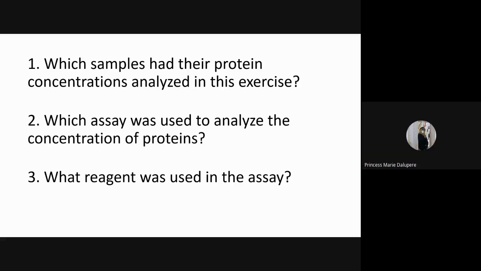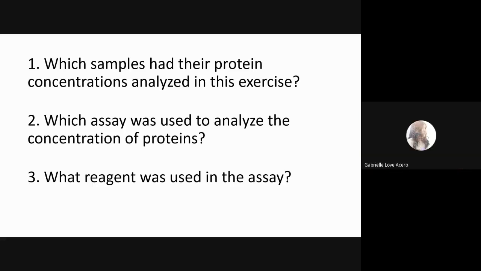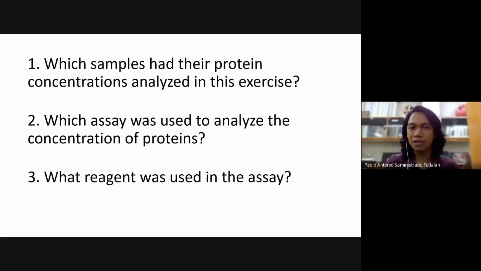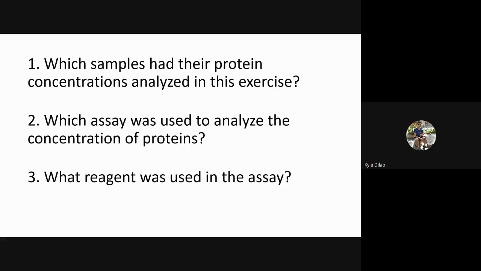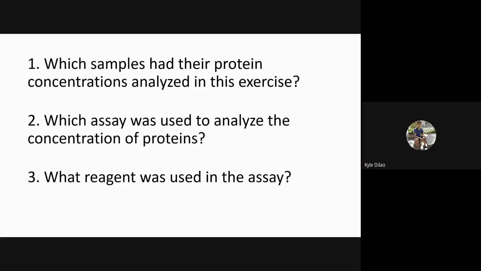A dye, sir. It's a dye. What's the name of the dye? Coomassie, sir. Brilliant... Can you continue? What was that? Coomassie, what's the name? Brilliant Blue G.